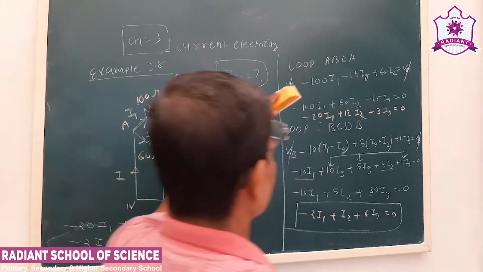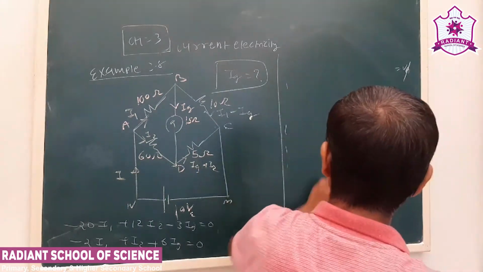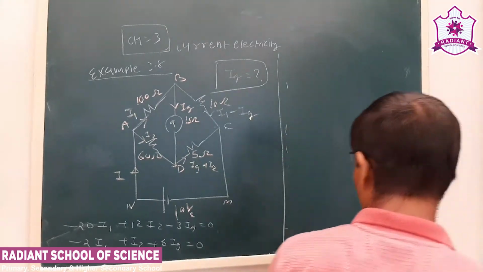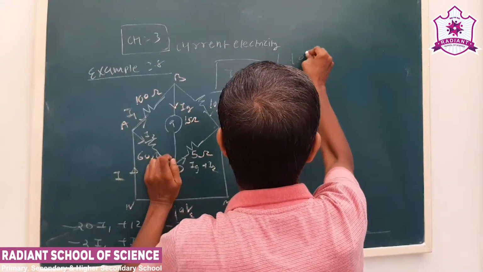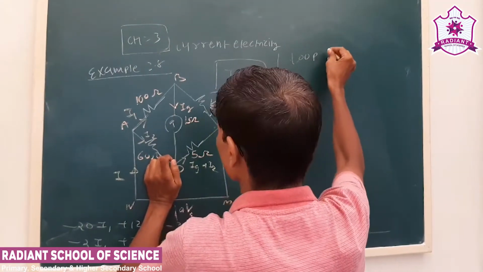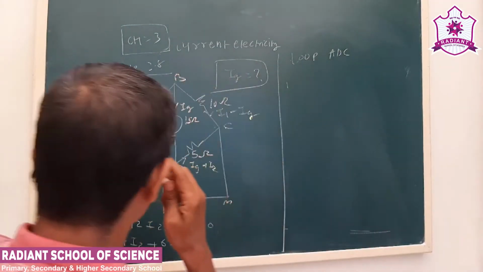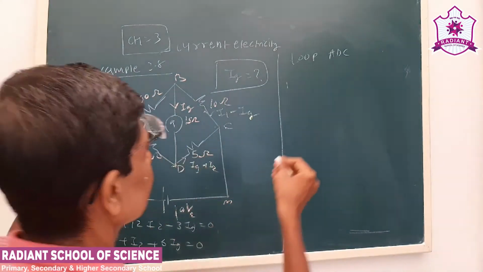Now we have got three unknowns, I1, I2 and Ig. So we should have a third equation also. So we take the loop A, D, C, M and A.